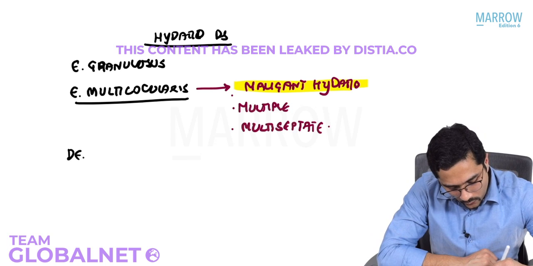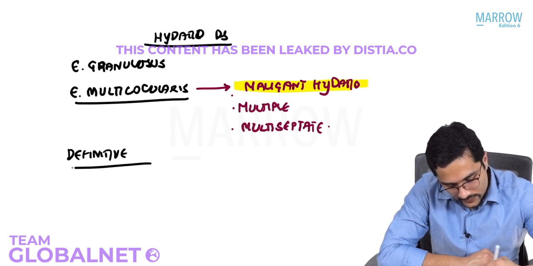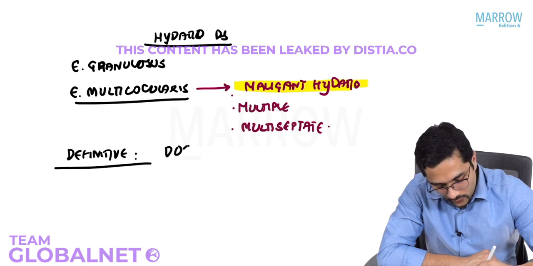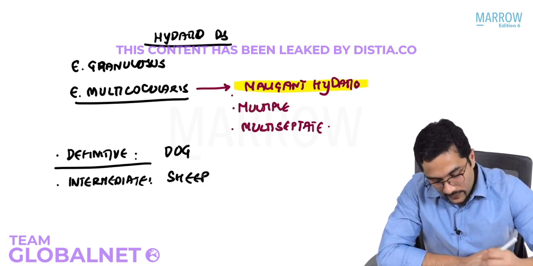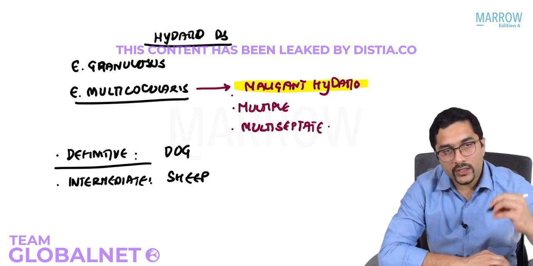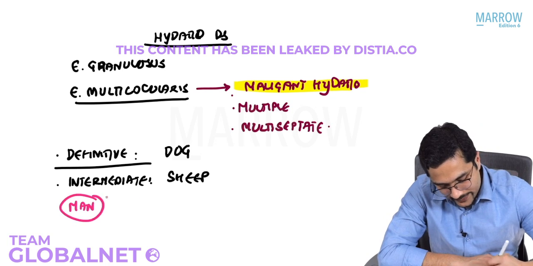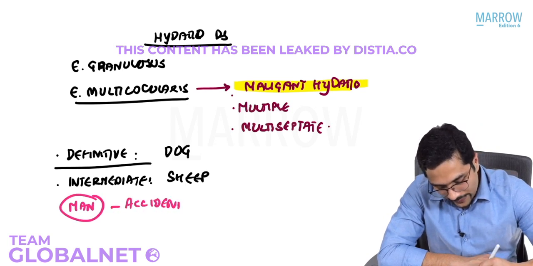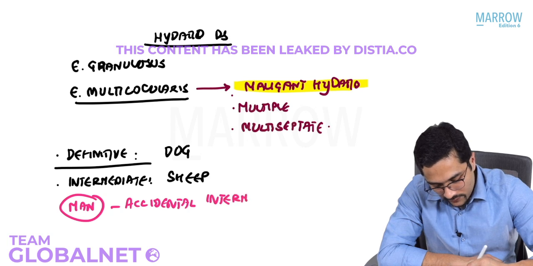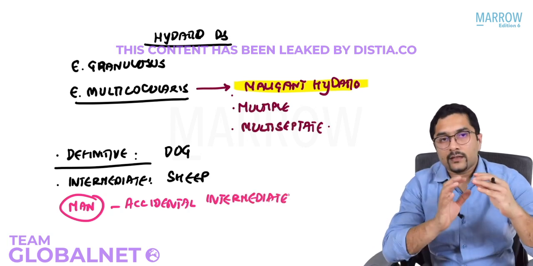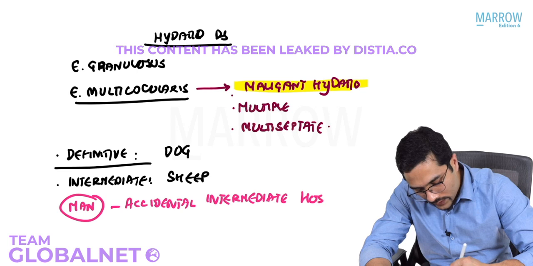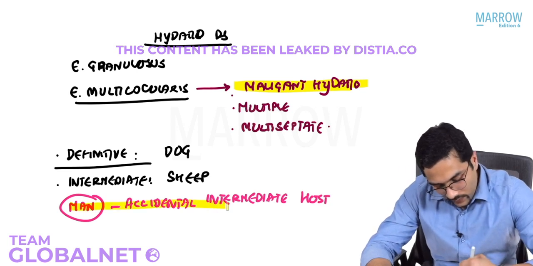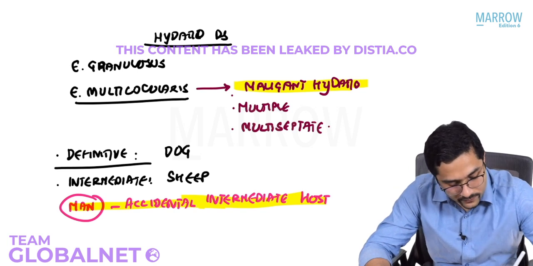Now, you know the definitive host for Echinococcus, the definitive host, D for definitive, D for dog. Intermediate host is sheep, and man is the accidental intermediate host. So this question also you should know for the exam. Man is the accidental intermediate host. And why accidental intermediate host? Because if it affects man, the organism cannot propagate. It's a dead end for the organism. So accidental intermediate host is man. So these you should know about.